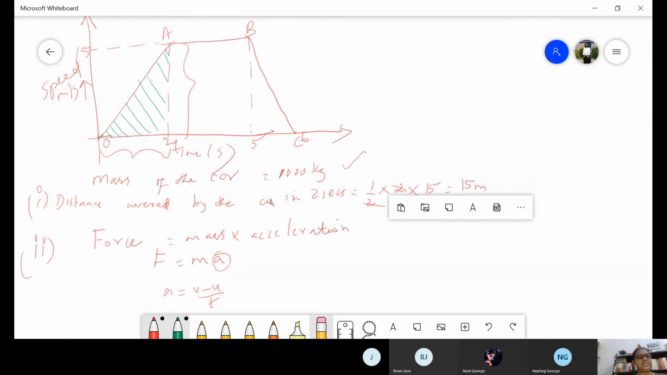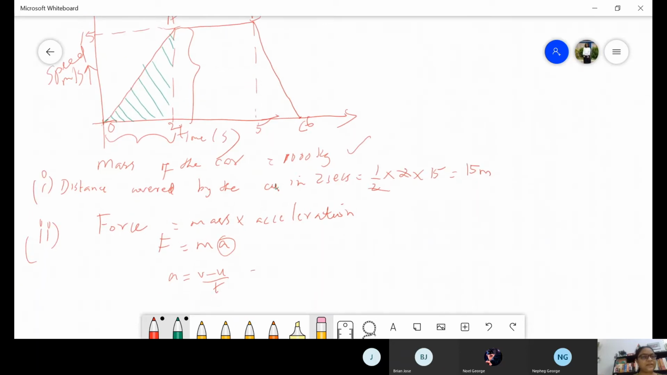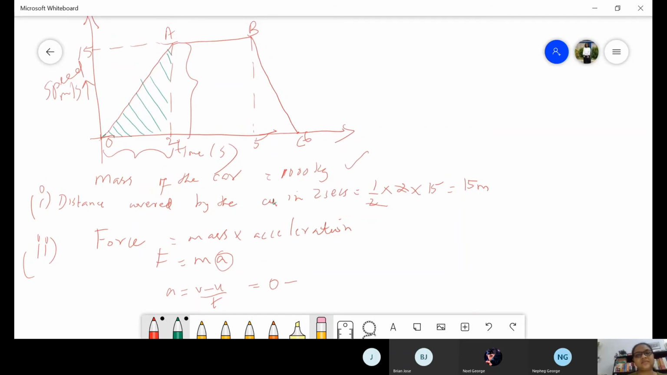What is the final velocity? When you apply brake, the car will come to rest. So the final velocity will be 0. What is the initial velocity? What is the initial velocity of the car over here? Initial velocity of the car. Zero. Initial velocity 0, final velocity 0. So no acceleration. See, I will explain once again.